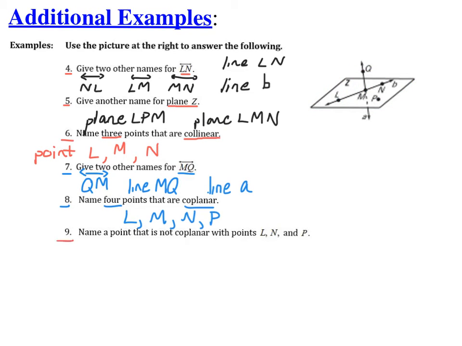And then for the last one here, they want a point that's not coplanar with these 3. So they're referring to L, N, P. So 1 point that's not on this one plane here. So obviously it would be point Q, which is floating up above. So if you want to write point Q, you can, or you could just write down Q.